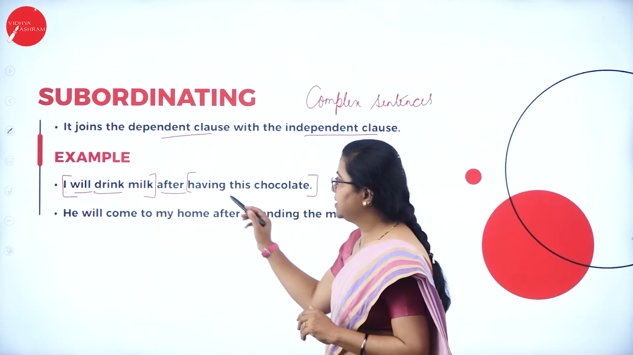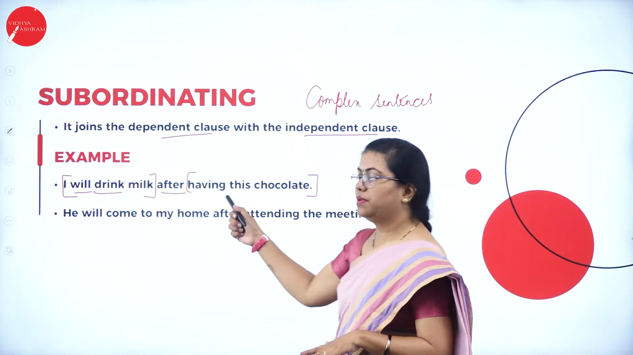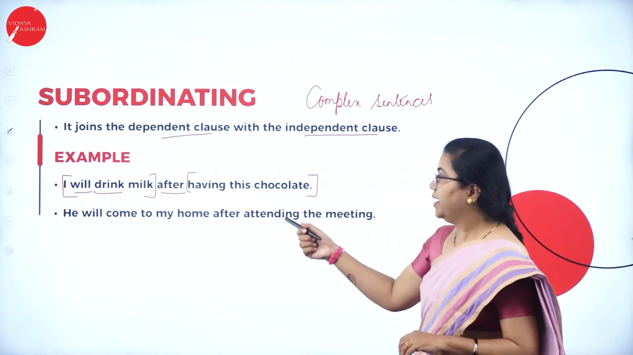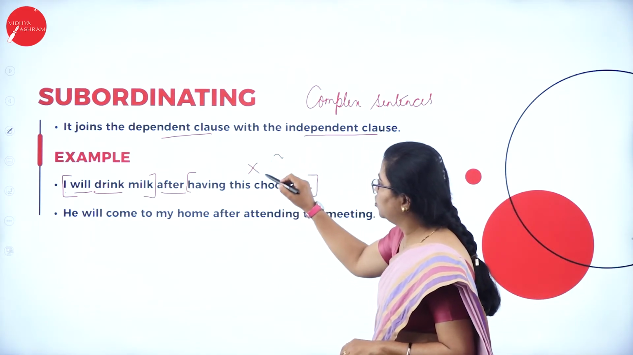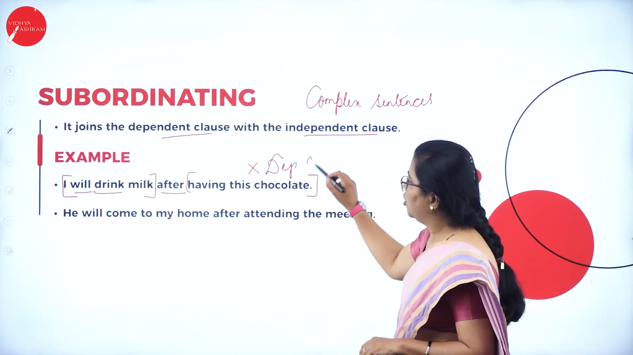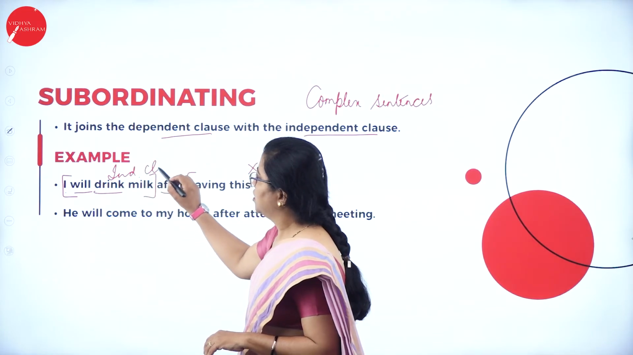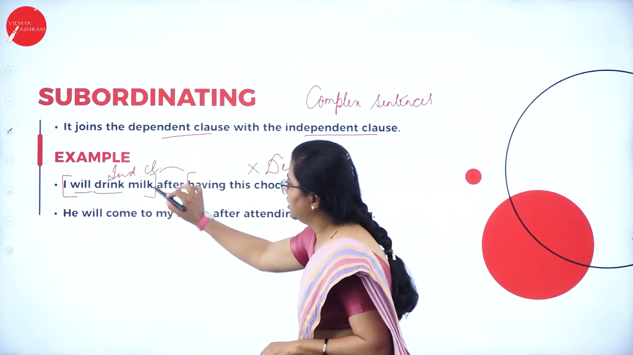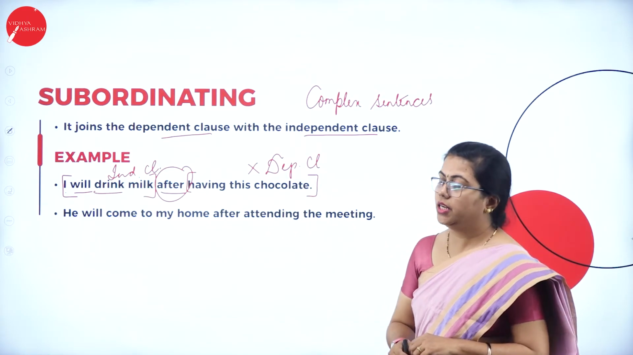No, it has a verb in it. Having, it is a verb there. That is the participle form of the verb. And here you can see after having this chocolate, this is not giving you complete meaning. So this is a dependent clause. Fine. This is an independent clause. So a subordinating conjunction is used for combining this independent clause with the dependent clause.